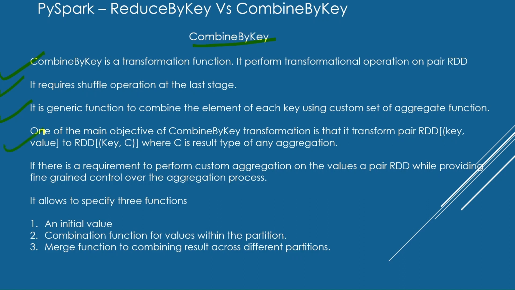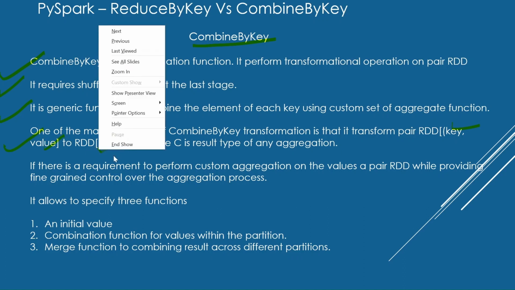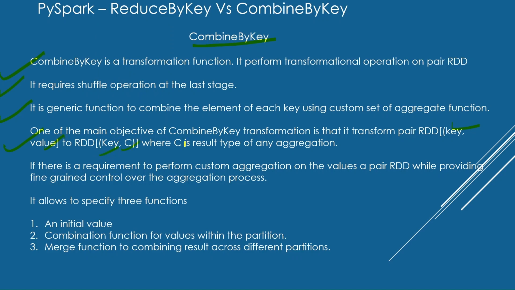One of the main objectives of the combineByKey transformation is that it transforms a pair RDD, that is key and value pair, to an RDD of key and C. This C is nothing but the result of any aggregation. If there is a requirement to perform custom aggregation on the values of a pair RDD while providing fine-grained control over the aggregation process, then we should use combineByKey.